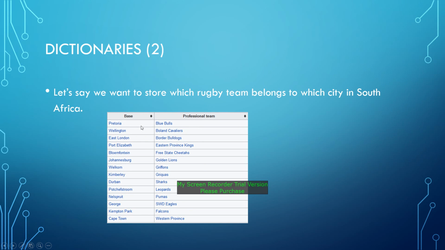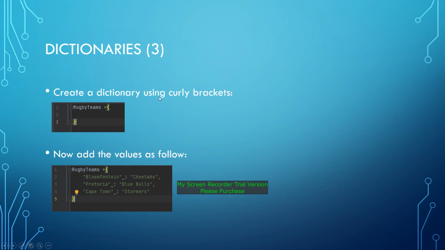Okay, so now I want to save these values for the cities. But I don't want to just put them in a list, because then I can access, for example, Pretoria at index 0. Blue Bulls will be at index 1. Wellington will be at index 2. Bowland Cavaliers will be at index 3. So then they're not in a pair, so someone can access them randomly. So they won't be related to each other. But now I want to relate Blue Bulls to Pretoria. I want them to be in the same key value pair. So this is when we use dictionaries.